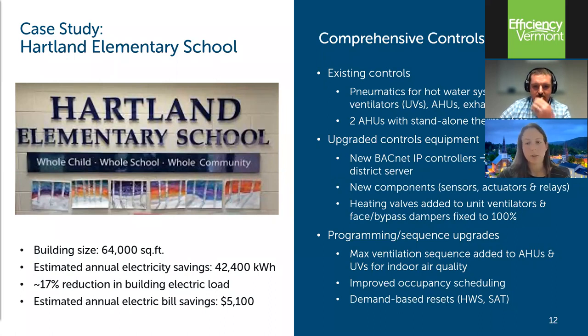When Efficiency Vermont and Control Tech began working with Hartland Elementary School, their entire HVAC system was controlled through pneumatics, except for the two air handlers that had standalone controls on them. The pneumatic control system operated on a single schedule using a time clock, but the time clock hadn't been touched in years. They had no visibility into what their temperature setbacks were, if they existed at all. And they had overridden the pneumatics on the air handlers and chose to run them manually instead.